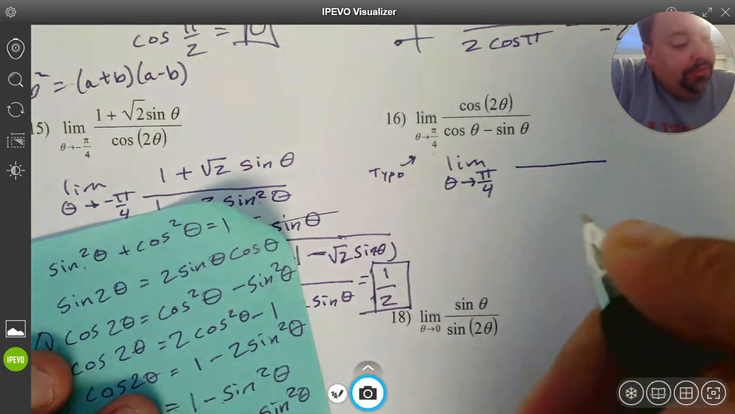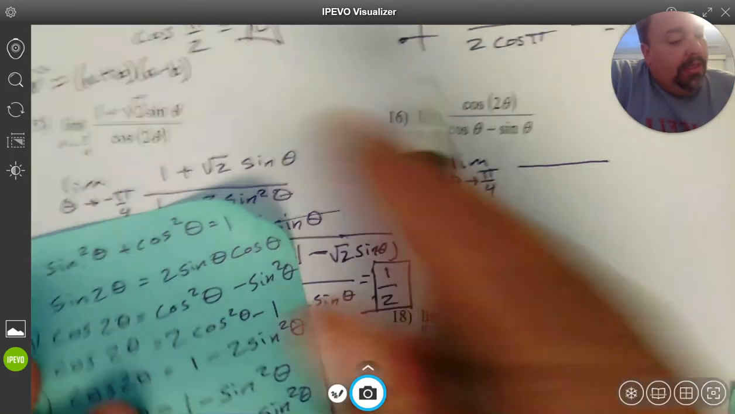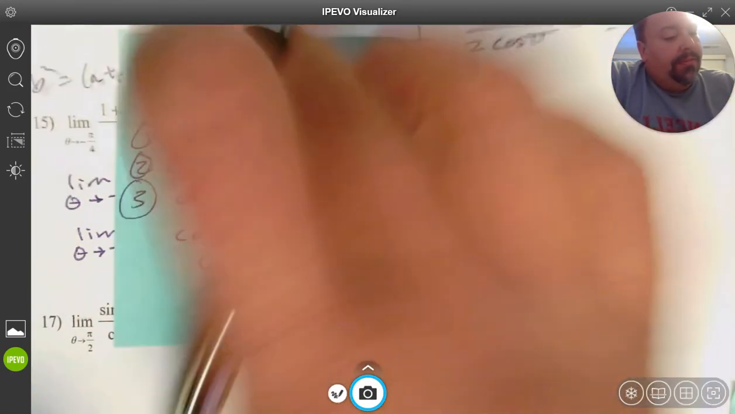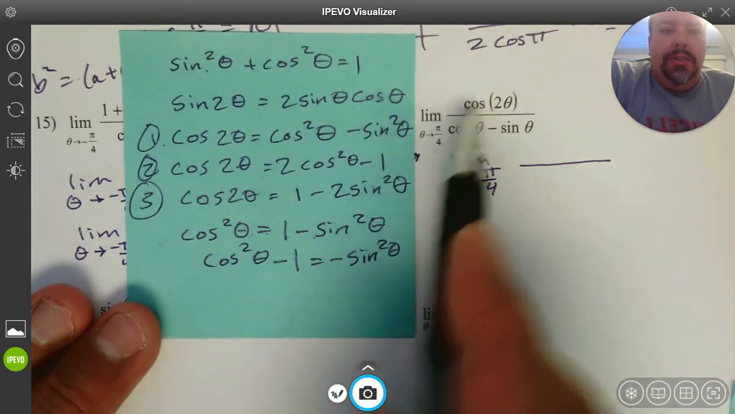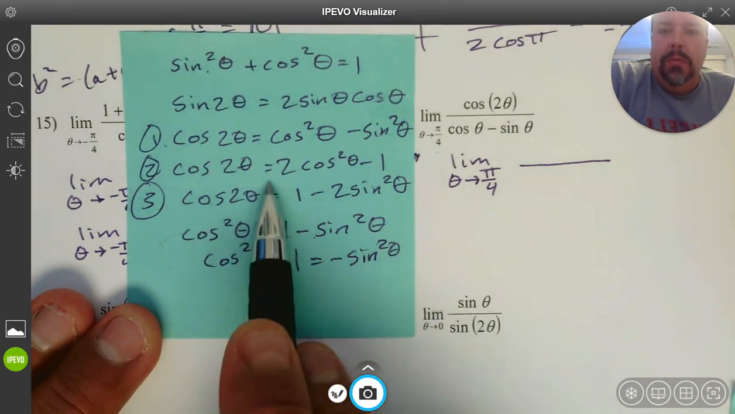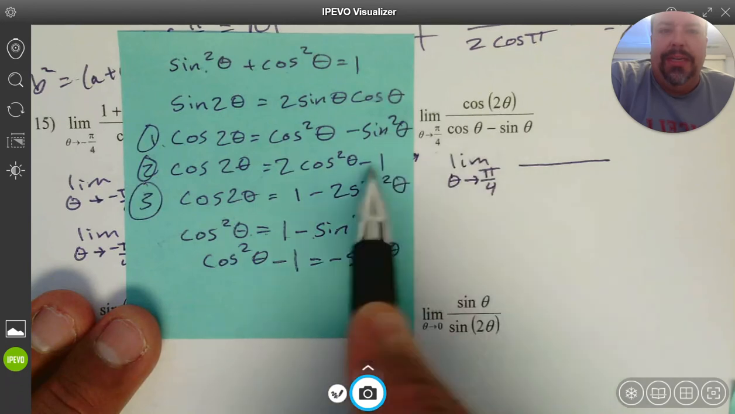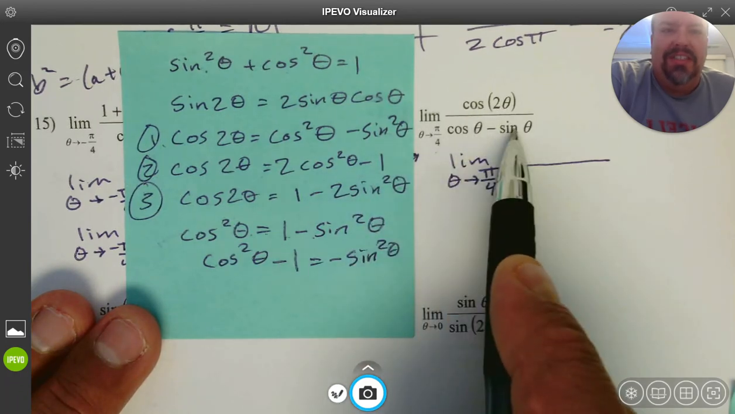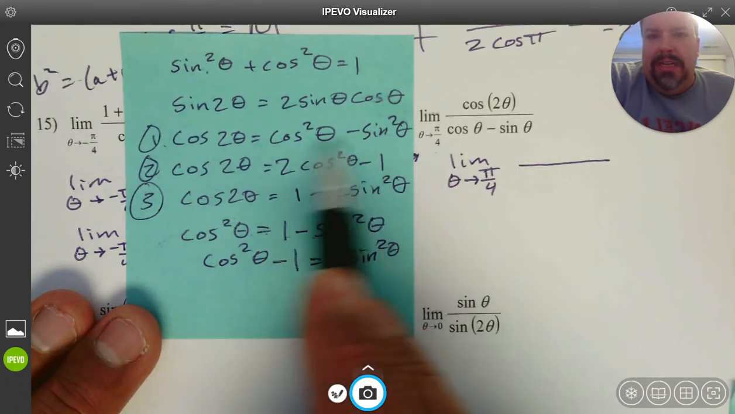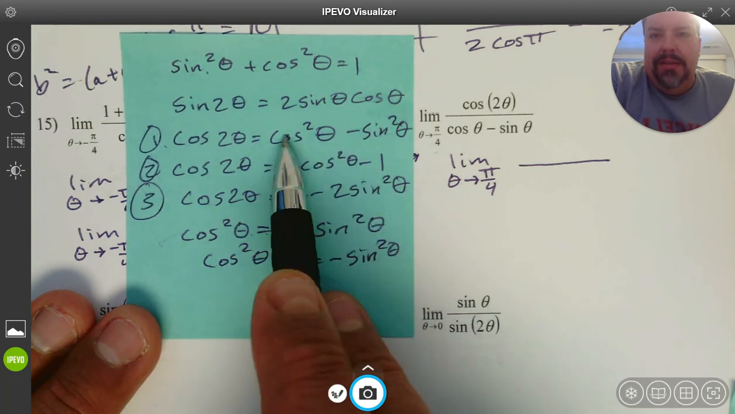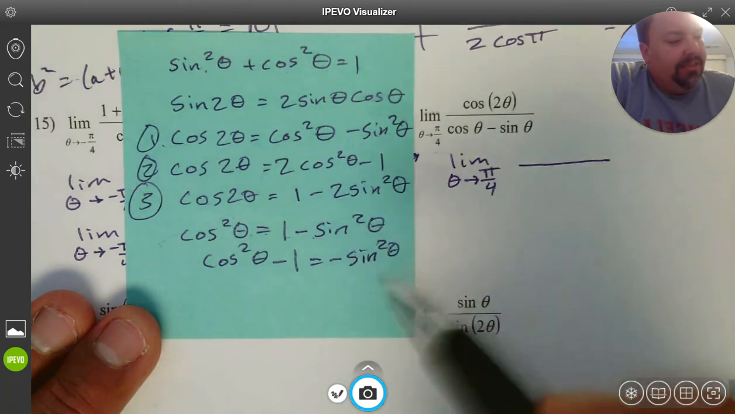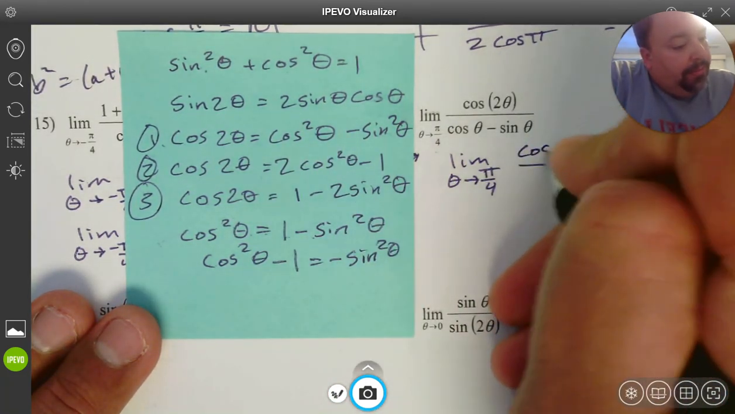So cosine of 2 theta we have on top. Again, here's my little cheat sheet, cosine of 2 theta, which one's going to be the closest match so that we can cancel. If we look at the bottom, we have a cosine and we have a sine. So the one that has both of them is going to be this guy, cosine squared theta minus sine squared theta. So we want to put that on top.